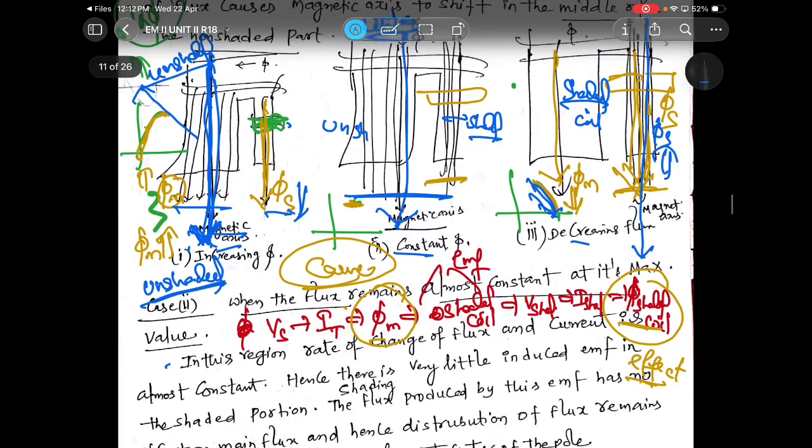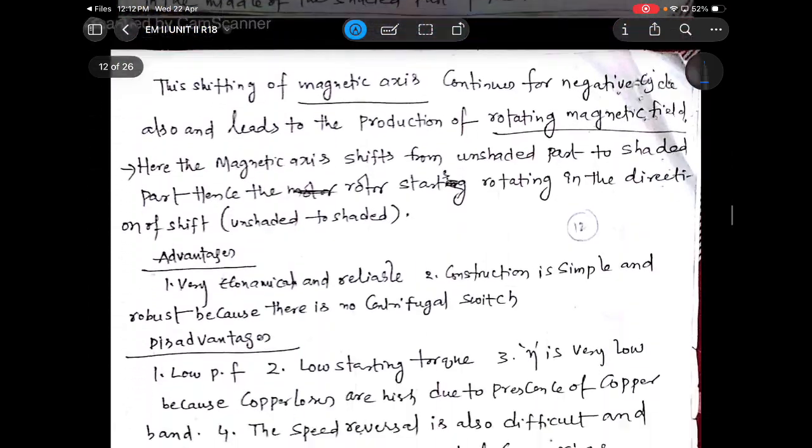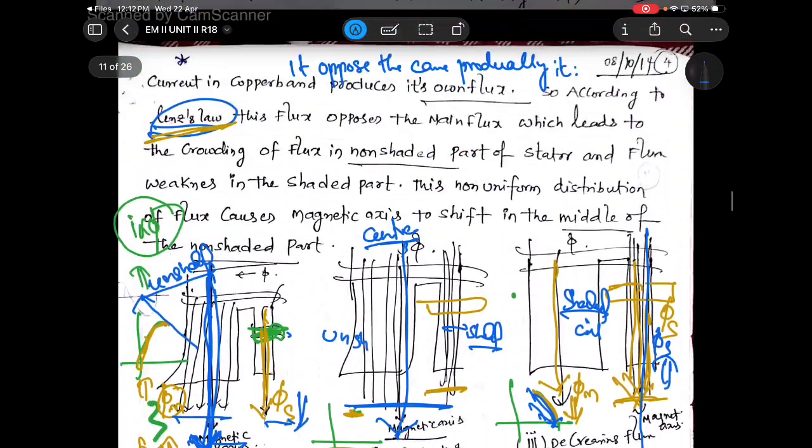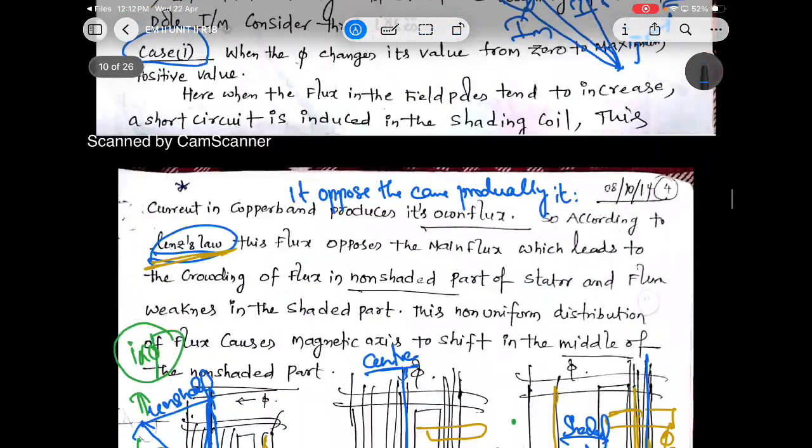You should be able to justify it using this diagram. The expression is also given here. This is the shaded coil here. So again, I am incorporating one new flux by using the shaded ring or shaded coil here by cutting this.